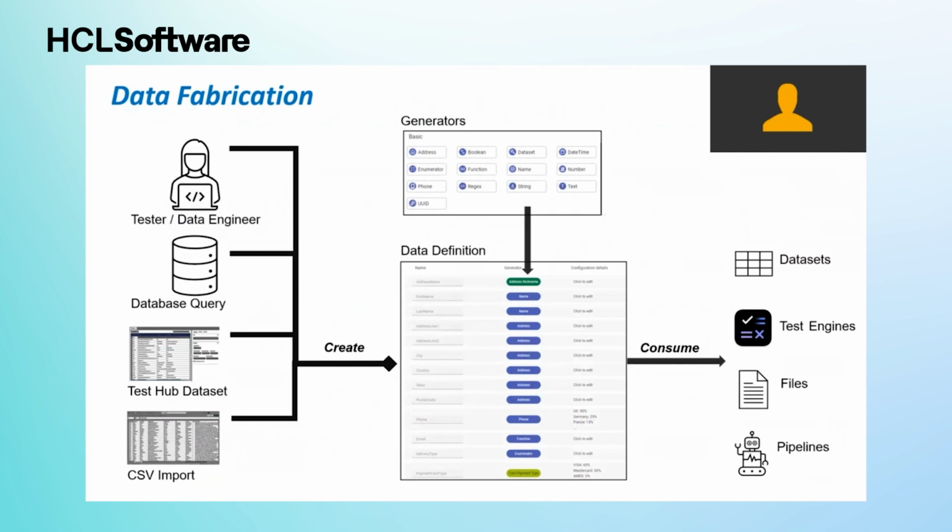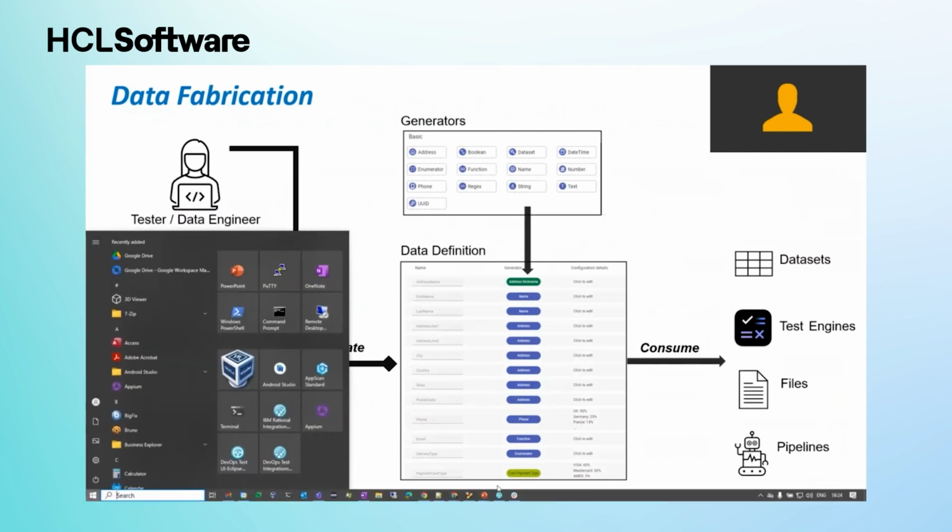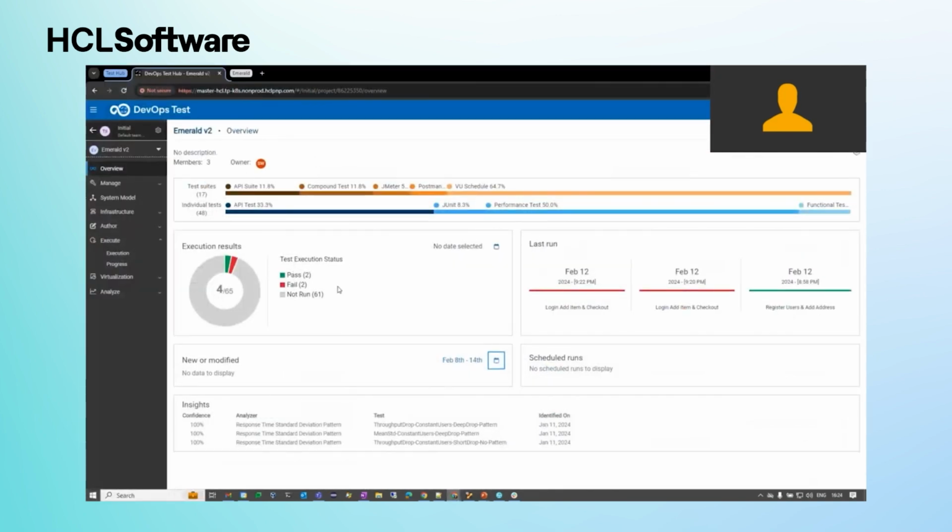You might have CI/CD DevOps pipelines, and you want to be able to call for this data as a part of your pipeline to refresh or to reset or to provide data for what's coming next. So let's have a look at the product, and we'll jump into the DevOps test.